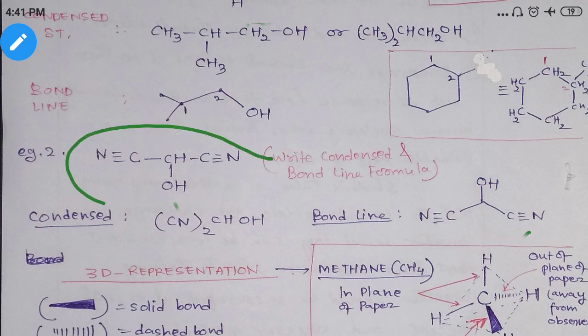This question I have shown you. So I have told the condensed formula I have written and the bond line, because the structural formula is easy, you can do it, right? Condensed formula, how do we write? You can see CN is 2 times.